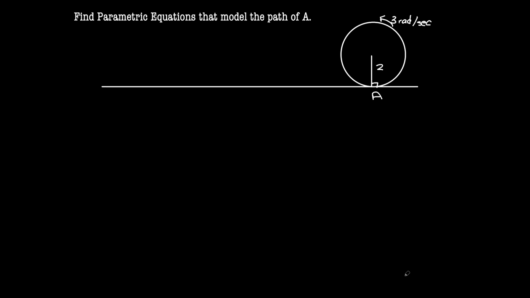In this video, we're going to be working with cycloids and creating parametric equations to model their path. So let's take a look at this example. We have a circle here on a horizontal line. Let's say we are trying to model the point A and its movement.